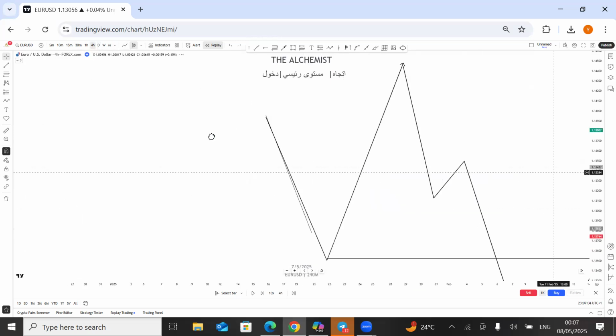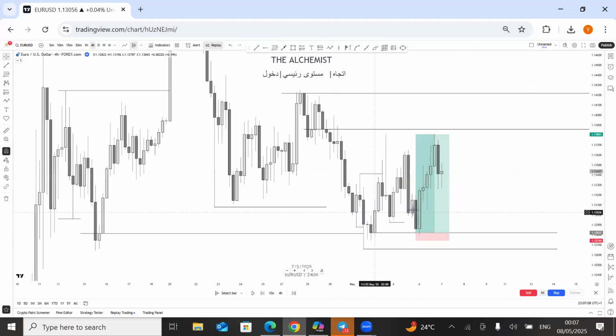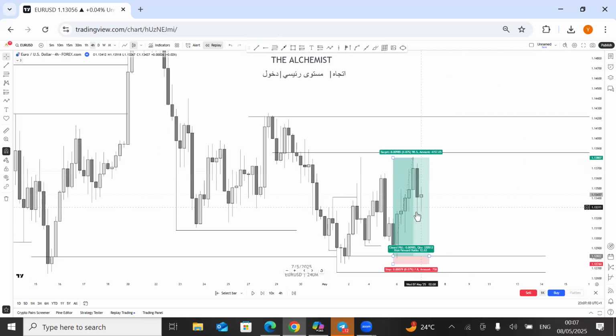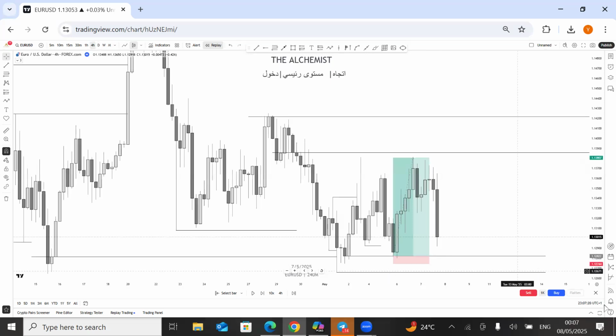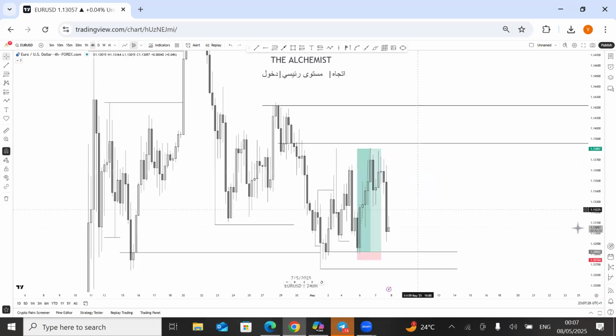So let's see what happens. I think that's why I got this order. I got a buy from here. Was it this one? Let's see. The next buy was just from here.